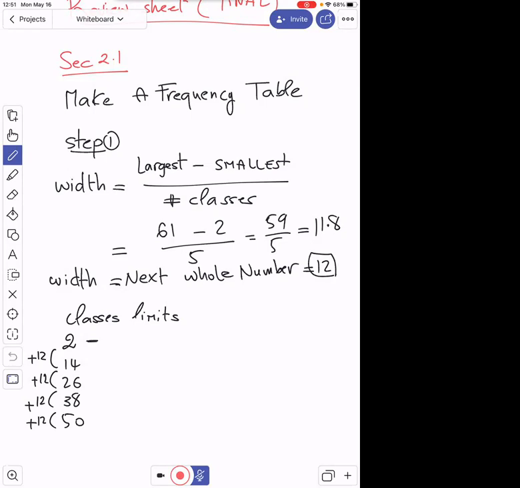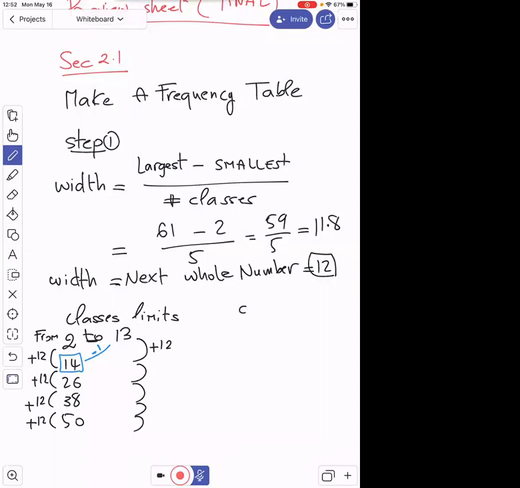Now the first class is going to be from 2 to... what we do is take the lower limit of the second class and subtract 1. We always subtract 1. So the first class is from 2 to 13. Then for the upper limit of the second class, we add 12, plus 12, plus 12, etc. That's how we get the class limits.